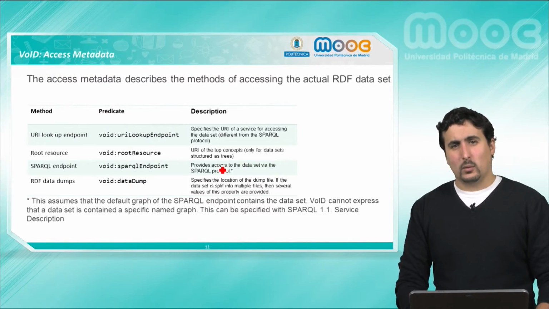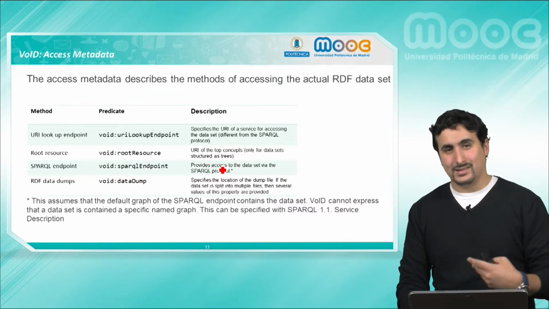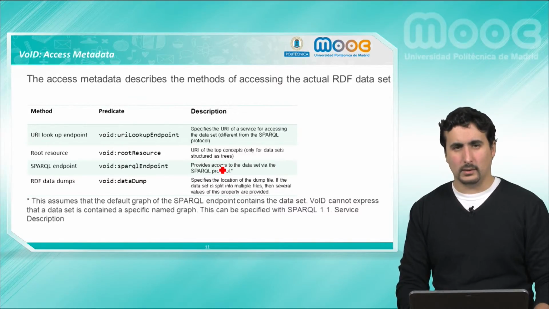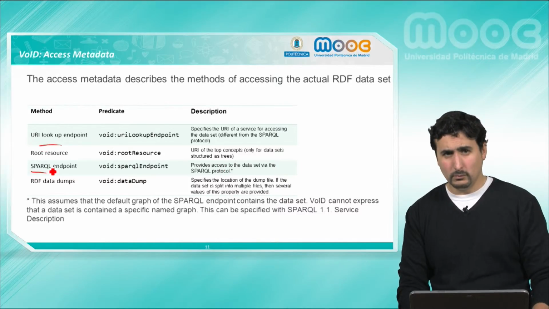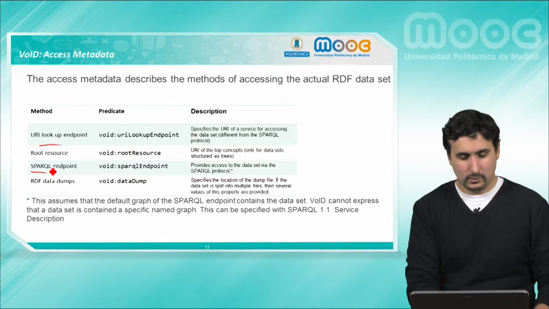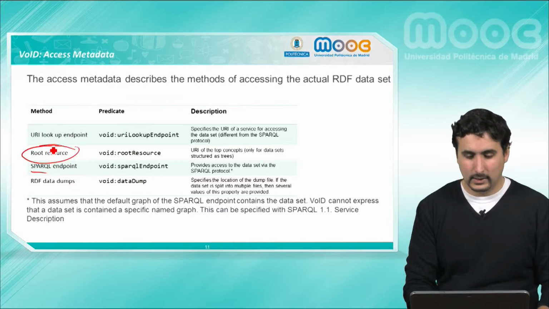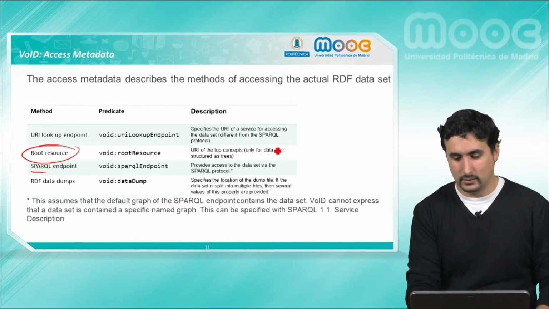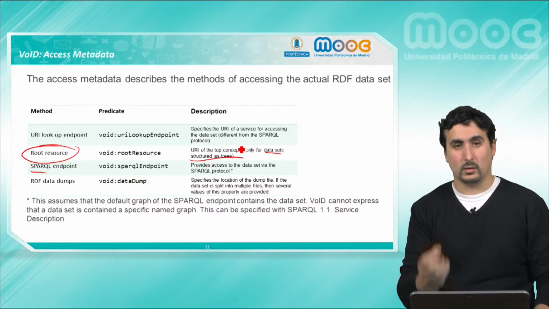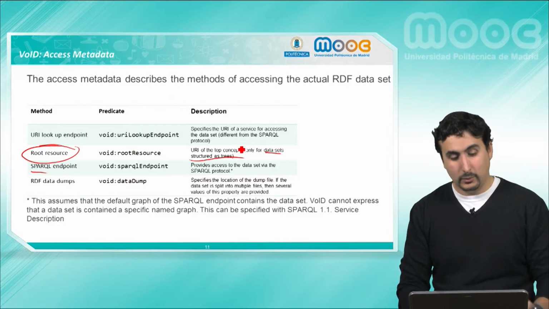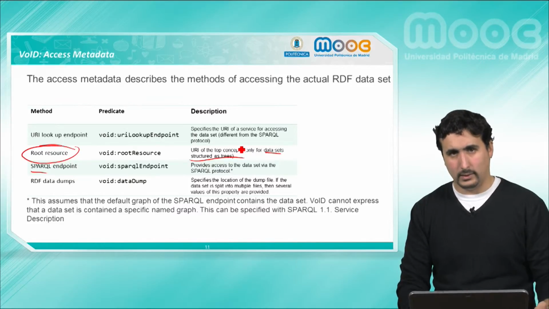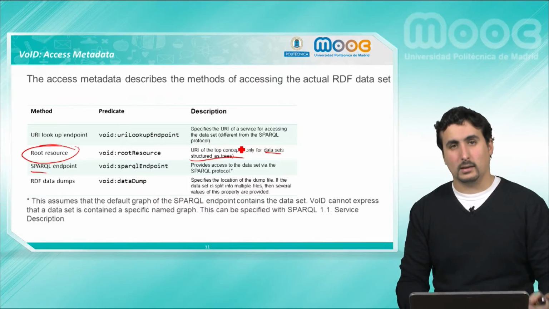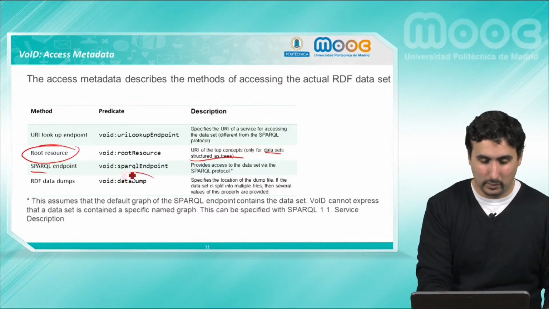Finally, the access metadata will describe the means to access our data. This includes the information about the endpoint, either the lookup endpoint or the SPARQL endpoint, or the root resource of our dataset in the case of datasets shaped as trees. So the main element, the root element of our data. We can actually, optionally, state as well metadata about data dumps, that is raw data, the raw files containing the information of our dataset by means of void:dataDump.